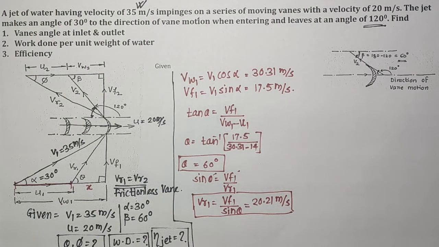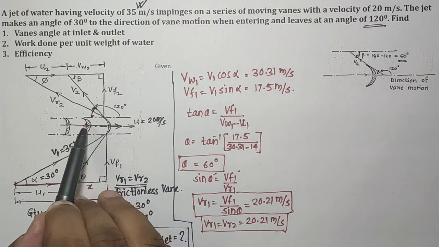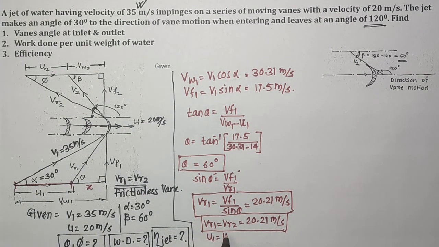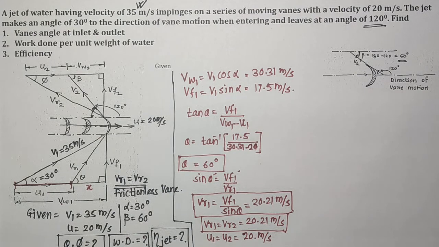Now VR1 is equal to VR2 as I told you. So VR1 is equal to VR2 is equal to 20.21 meter per second, as we have a frictionless surface. From this you can say that we have a series of wings which are moving in the same direction. So U1 and U2 are the same. U1 is equal to U2 is equal to 20 meter per second, as the wind velocity is given. Okay, so from this now we can find out the exit angle.